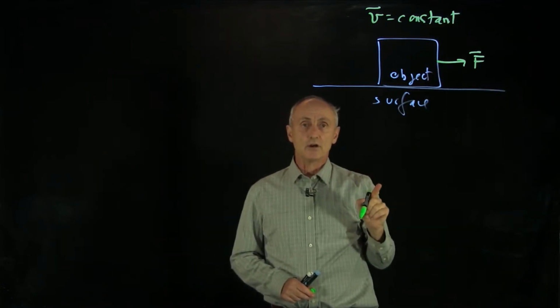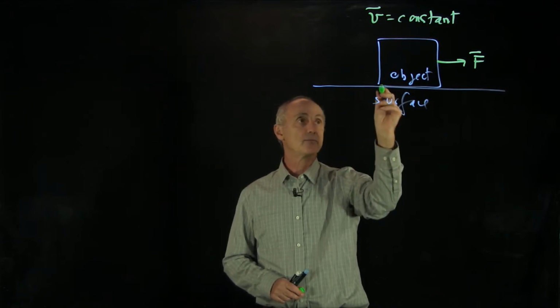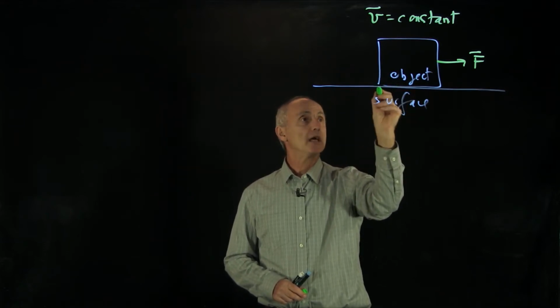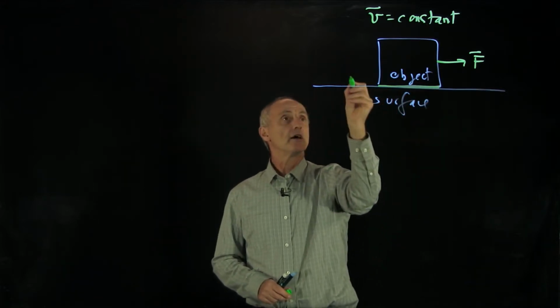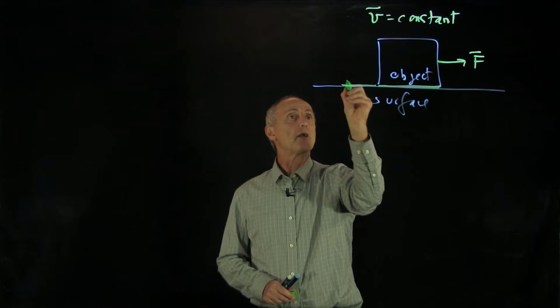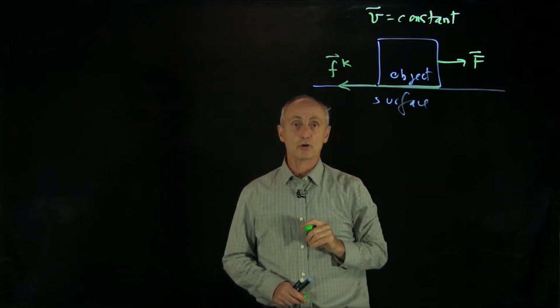Then what we see here is that there has to be some type of force that's opposing this object, an interaction between the object and the surface that's distributed over the surface. For this, I'll write an arrow here to express that force. That's the tangential component of the force.